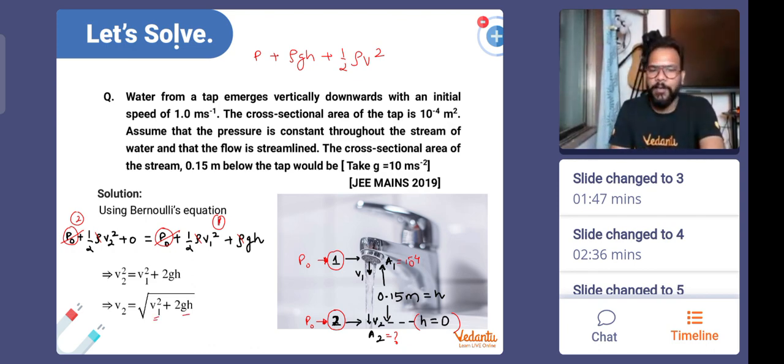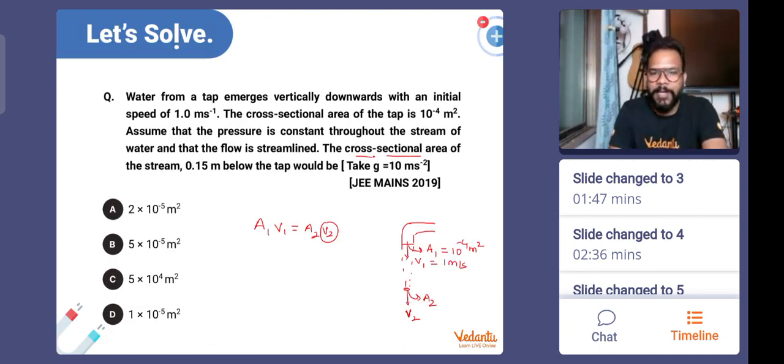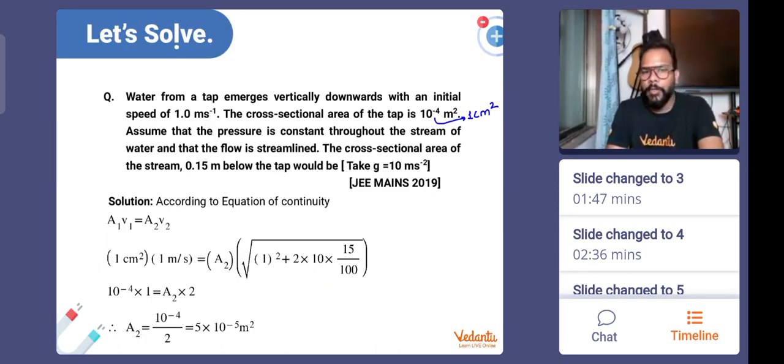So now we put in the value of v1. We know the value of g and the value of h. We'll find v2, and once we get v2, we will put it here and calculate the value of a2 as a1 v1 upon v2. So a1 v1 equal to a2 v2 we will be applying. So they are directly solving for v2 here.